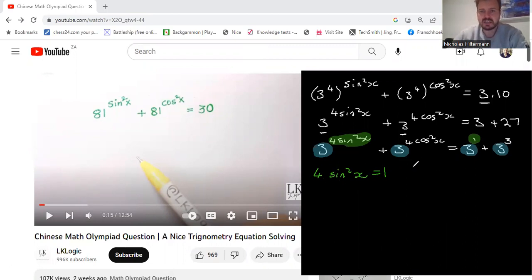All right, so we've got 4 sine squared x equals 1, or, if the 1 and the 3 were switched, then 4 sine squared x would equal 3.